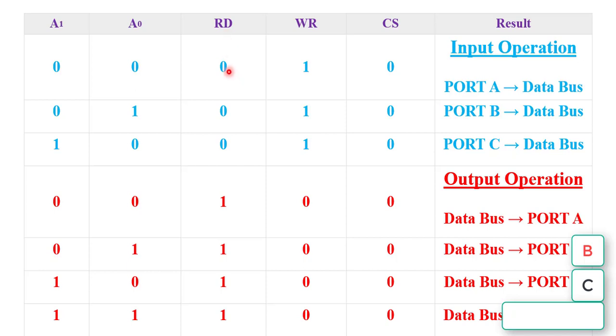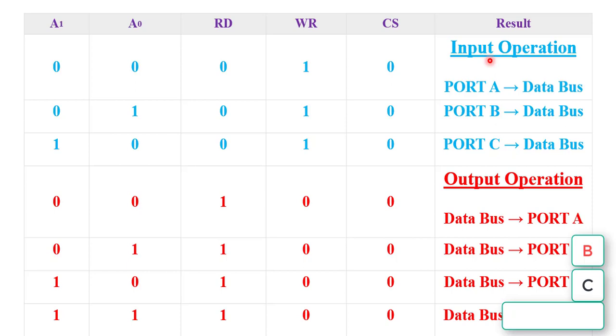So here we see it is 000, so it means it is activated, and the write signal is also an active low signal. It is activated when it is low, but here it is 111, it means it is inactivated. So when the read signal is activated or write is inactivated, ports A, B, C perform input operation.